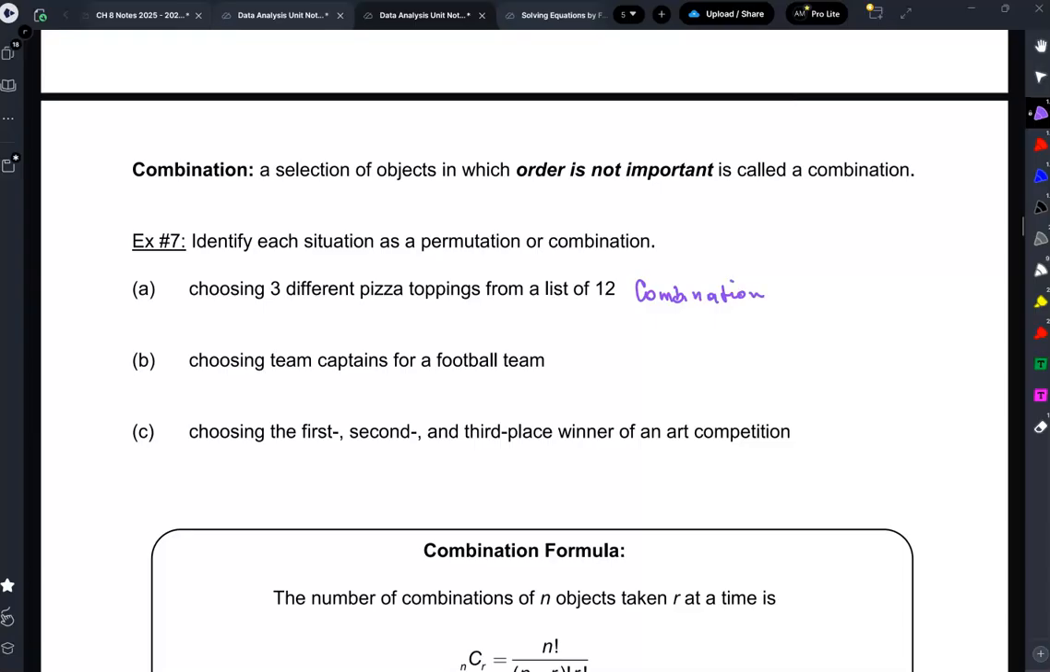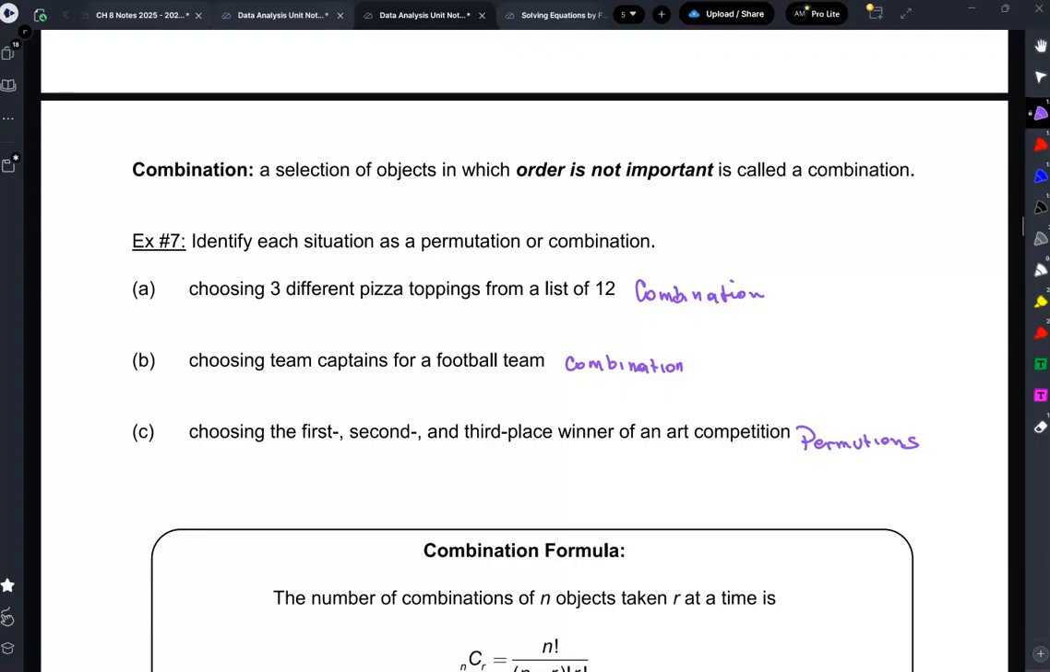Choosing team captains for a football team. If I just wanted to choose 2 team captains, that's a combination, because does it matter if I say it's Liam and Akiva or Akiva and Liam? You see what I mean? Choosing first, second, third place winner of an art competition, that's a permutation, because I can't just say, you 3 are the winners. No, it matters who's first, who's second, who's third.